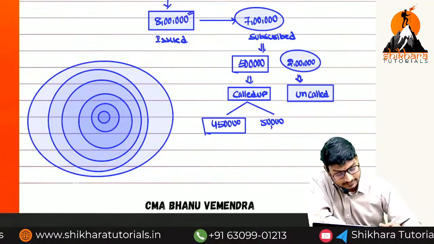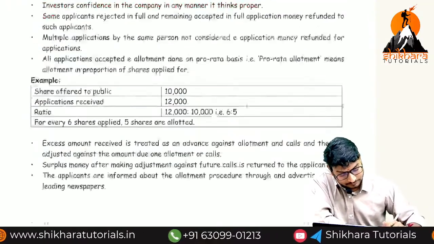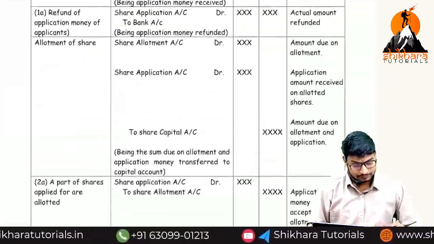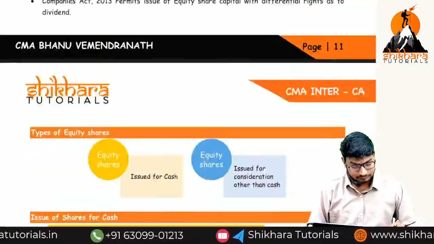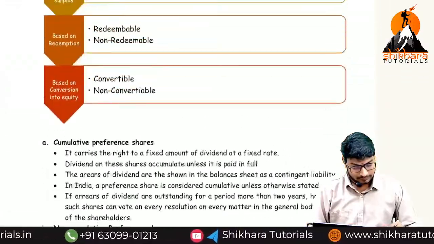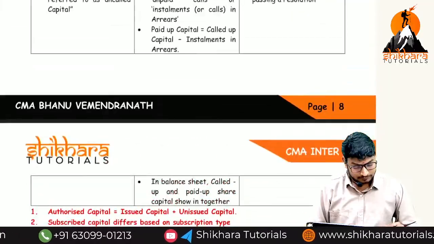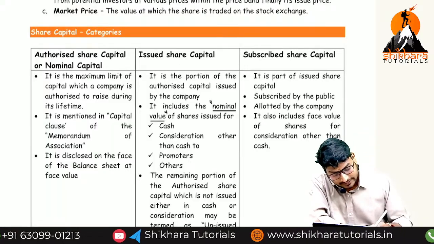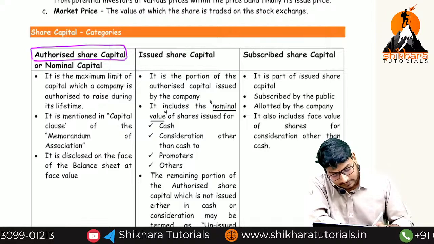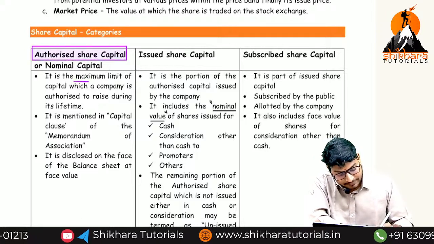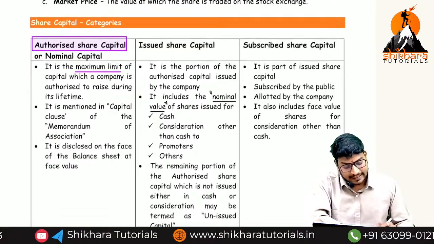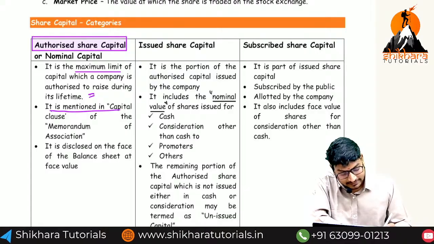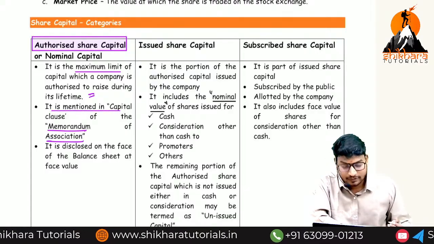So we are going to discuss. What is the first one? Authorized. Who will give the authorization? ROC. So it is a maximum limit of the capital which the company is authorized to raise during its lifetime. Next, it is mentioned in the capital clause of the memorandum of association.